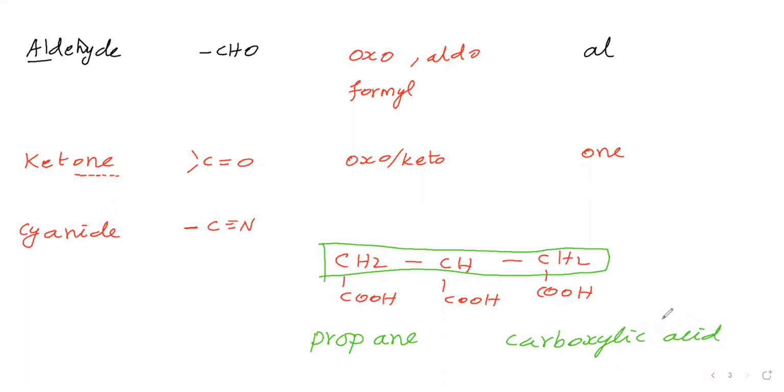In all cases, we should not say like this. In this particular case, I am saying carboxylic acid. Then here 1, 2, 3 carboxylic acids are there, therefore tricarboxylic acid. Then I am giving numbering here 1, here 2, here 3. Then we are saying 1, 2, 3.